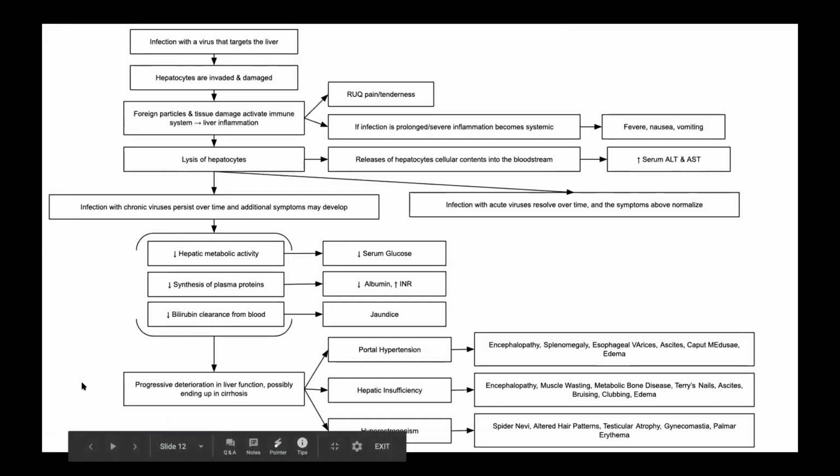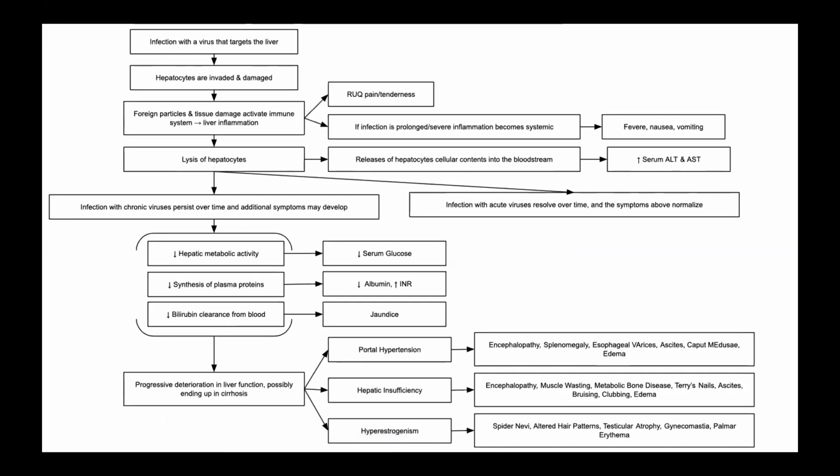So here is a flowchart of the infection. First, the hepatitis B virus enters the cells of the liver, causing invasion and damage to hepatocytes. So the presence of the virus activates the immune response, causing liver inflammation. So this is seen in the patient as right upper quadrant pain and tenderness.